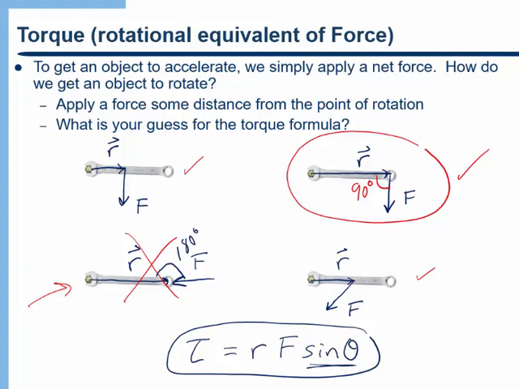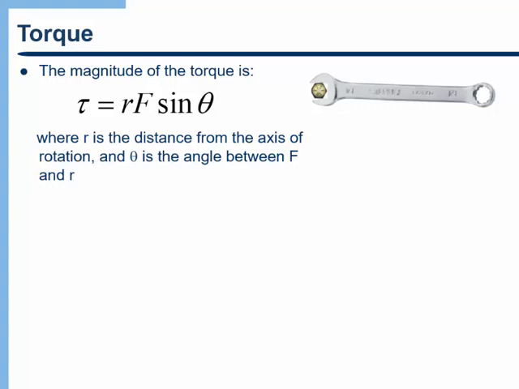Also, it probably makes sense to you that the farther away you are from the rotation point, the greater the torque is going to be. And obviously, if we increase the force, the torque is going to increase. So the magnitude of the torque is given by that formula, r F sine theta.